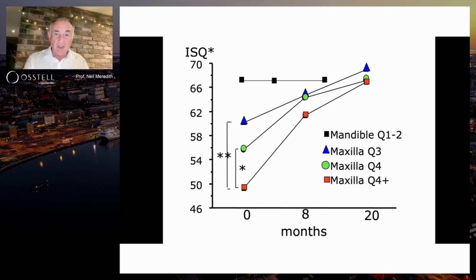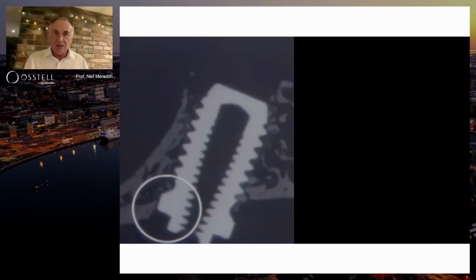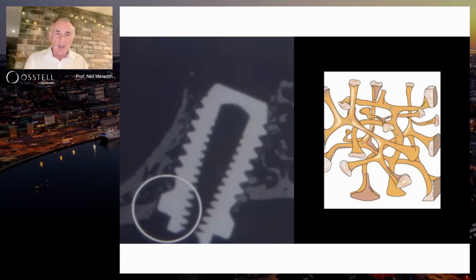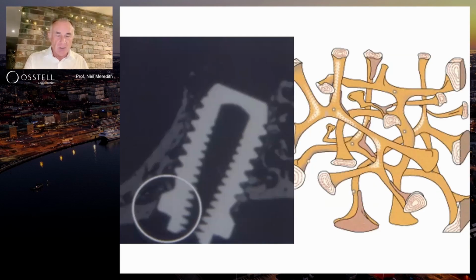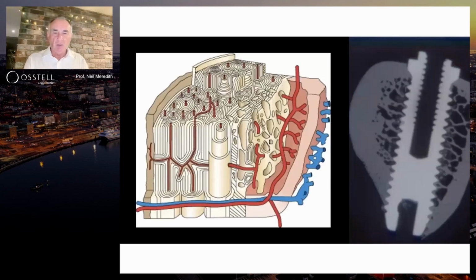So osseointegration continues. It's not an overnight phenomenon. It's not all happening in 6 weeks. We see that change, and the difference in the maxilla and the mandible is attributable to the structure, the vitality, and the integrity of the bone around it.